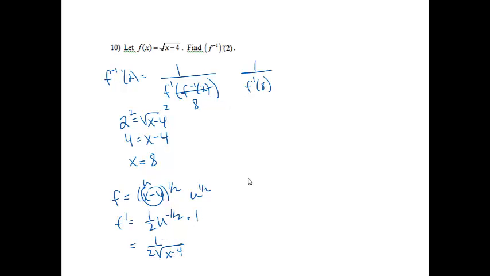Okay, now I would like to find f prime of 8. So if I plug 8 into this, I'll get 1 over 2 times the square root of 8 minus 4. 8 minus 4 is 4. The square root of 4 is 2. 2 times 2 is 4. So that derivative is equal to 1/4. So now I have 1 over 1/4. 1 divided by 1/4 is 4.